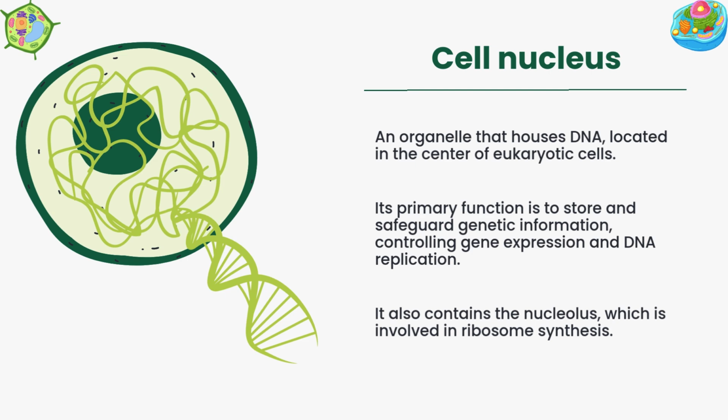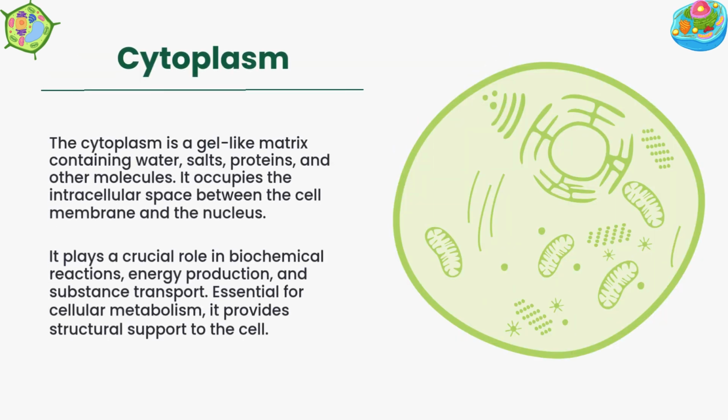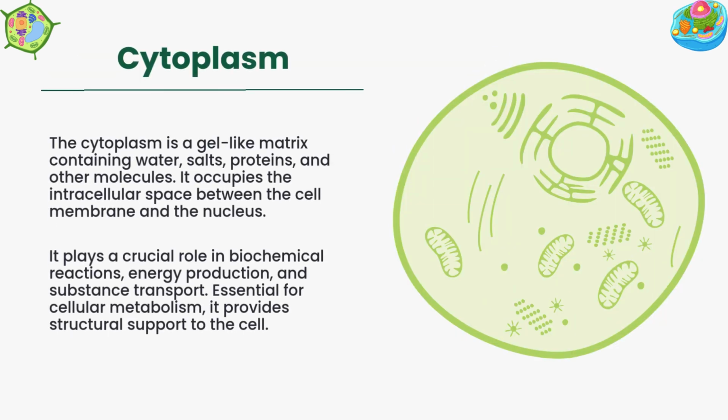So they are all different, and this is what tells them what it is. Cytoplasm is in both plant and animal cells. It is that gel-like matrix that contains water, salts, proteins, and other molecules, and it occupies the intracellular space between the cell membrane and the nucleus.